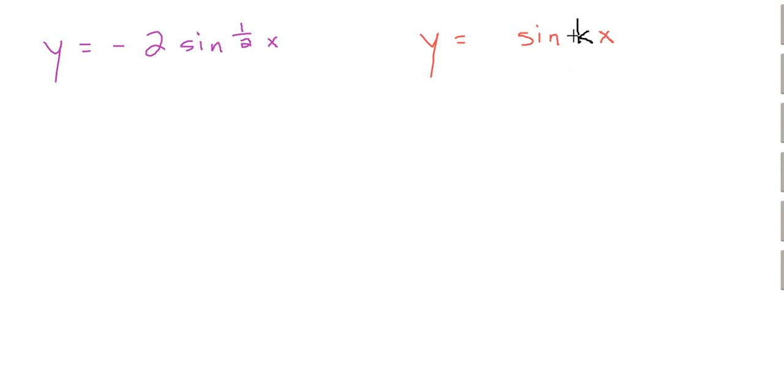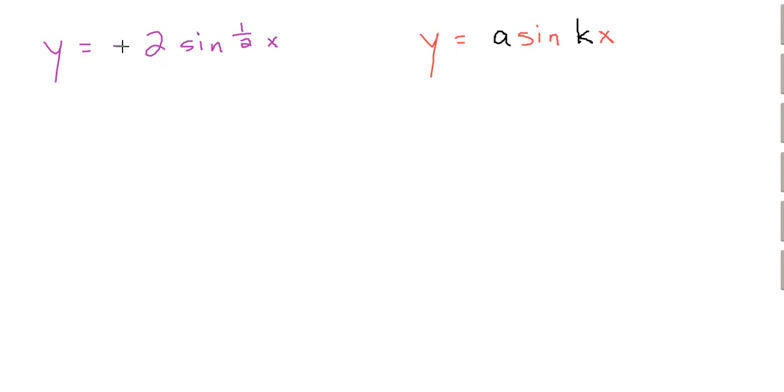Just so they stand out a little bit more, the A and the K, I'll put them in black. So over here, notice what your A is. It's a -2, but amplitude, which is what the A is for, how high and how low your sine curve will go, is the absolute value of -2, which is a 2.